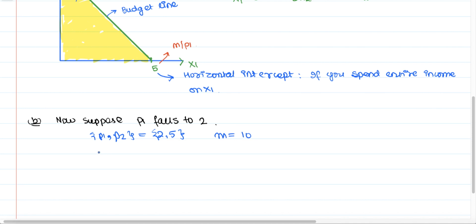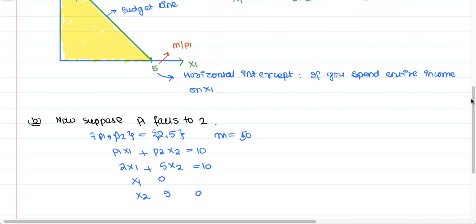Income is 10. So it is P1 x1 plus P2 x2 equals 10. So it is 2x1 plus 5x2 equals 10. Right? So although this is not asked, when x1 is 0, x2 is 5. When x2 is 0, x1 is, income is 10 or income is 50?